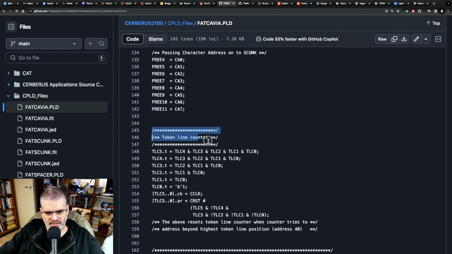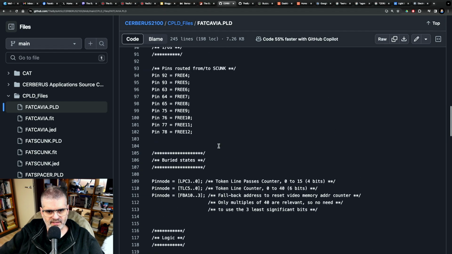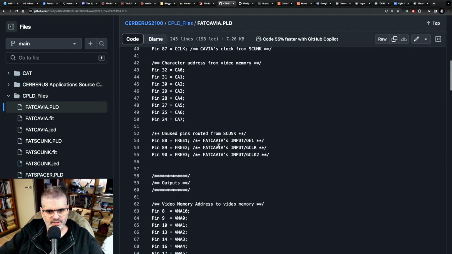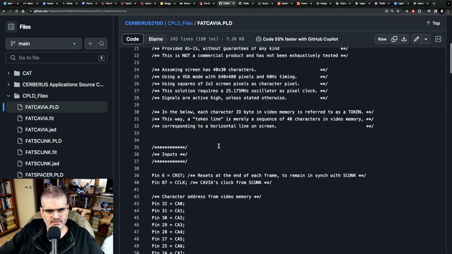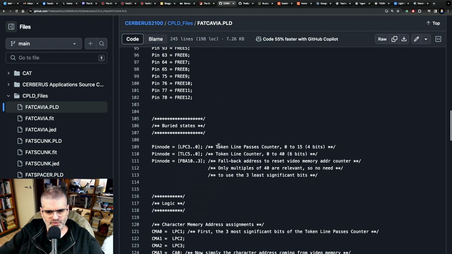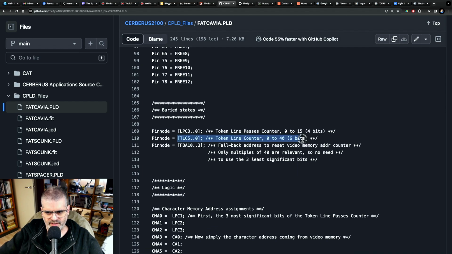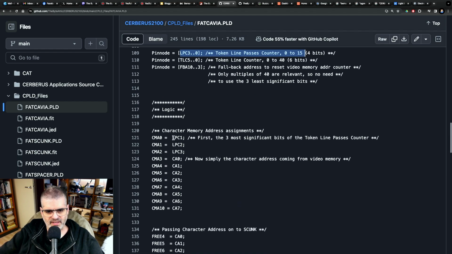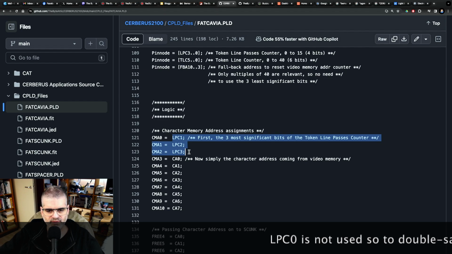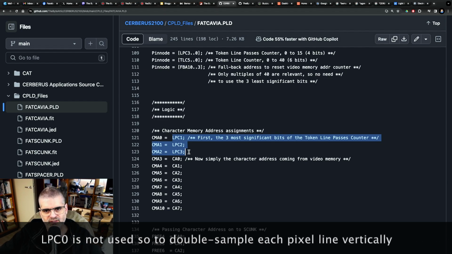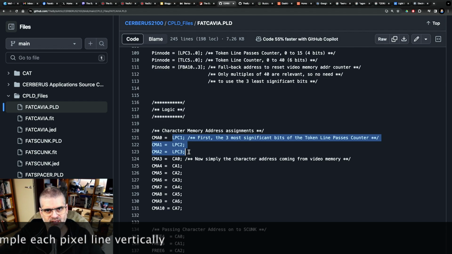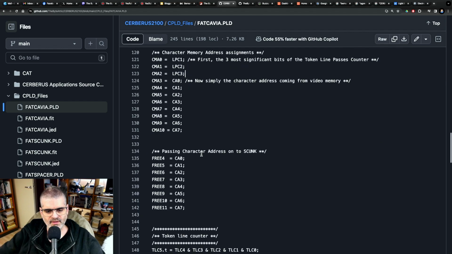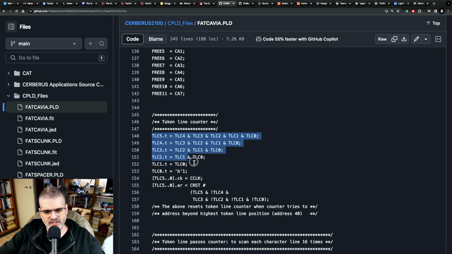Now, this is the token line counter. We looked at it during the declaration. Where was it? Oh, it was in the buried state. Yeah, this is the token line counter, 0 to 40, and the LPC was the token line passes counter, 0 to 16, or 0 to 15, 1 to 16. So these are the bits used here. It's the passes counter that tell you which byte of the bitmap address you are on. Now this is the actual implementation of the counter.